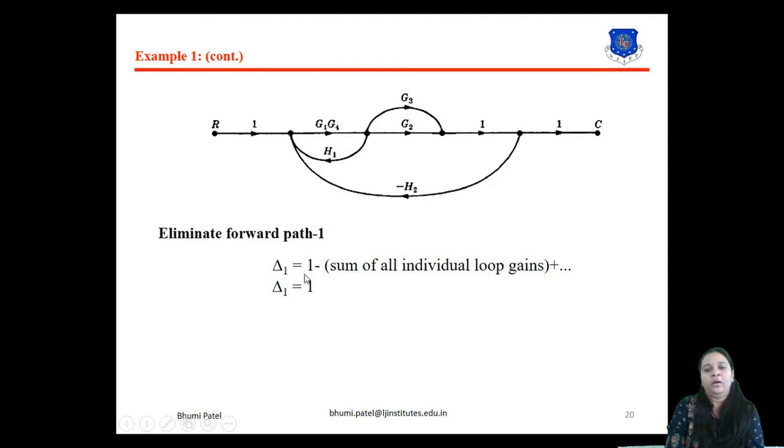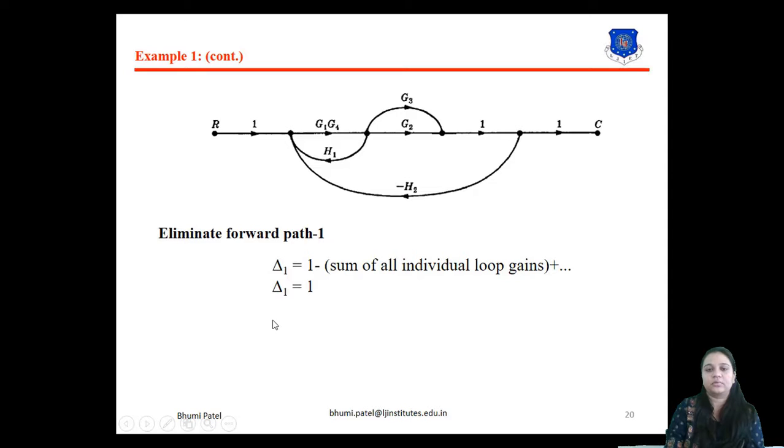Delta 1 is equal to 1 minus the sum of all individual loop gains. Here the first forward path is G1, G4, G2. In this forward path all the loops are touching, so there is no non-touching loop. So delta 1 is equal to 1 minus 0, and so delta 1 is equal to 1.